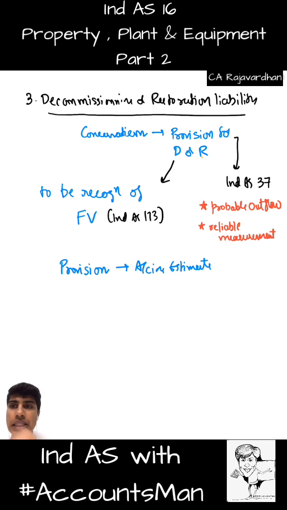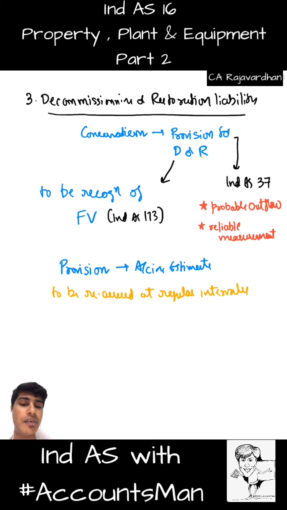So whenever this is made as an accounting estimate, we need to remember that it's an estimate. It can change at any point of time. So this provision is to be reassessed at regular intervals. Now what exactly do we mean by regular intervals? Depends upon the volatility of the component, and based on the professional judgment we can decide how often to reassess that particular part.